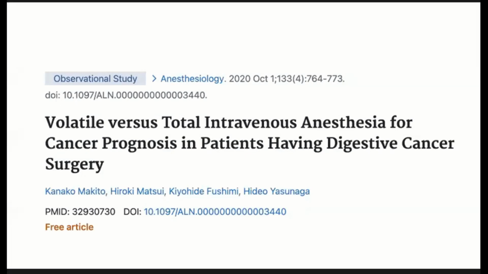Going from there, on the heels of that meta-analysis performed in 2019, this large-scale retrospective study was performed in 2020 by Kaneko Makito and colleagues and published in the Journal of Anesthesiology. They conducted this large-scale study to compare overall survival and recurrence-free survival between volatile anesthetics and TIVA, utilizing a national inpatient database in Japan. The objective of the study was to evaluate this potential association of anesthetic techniques with cancer prognosis, specifically among patients having digestive cancer surgery. And they hypothesized that TIVA would be associated with a greater overall survival as well as recurrence-free survival than volatiles.